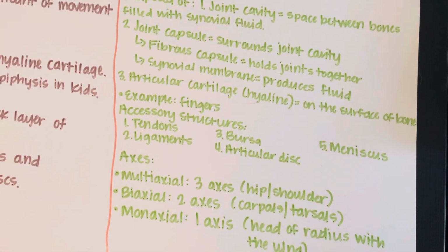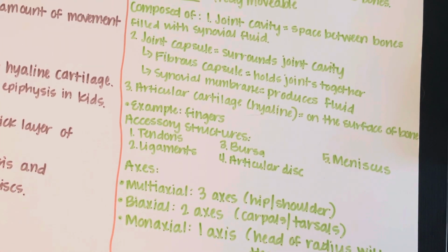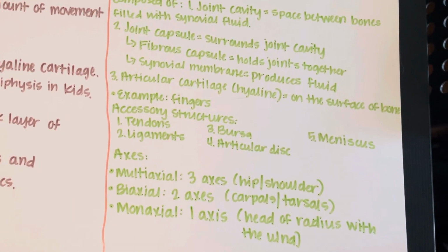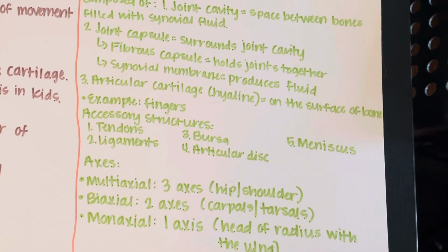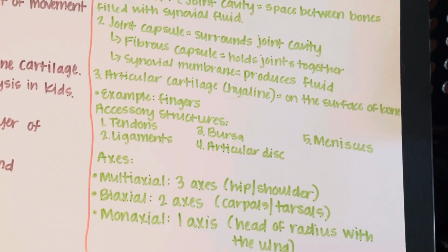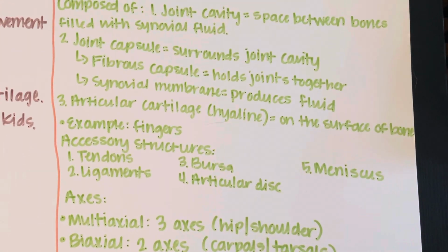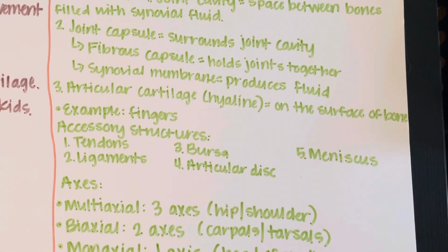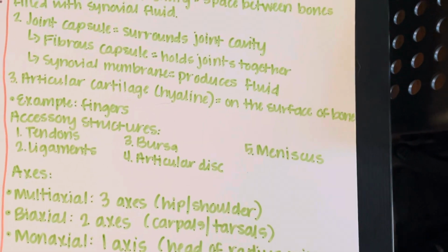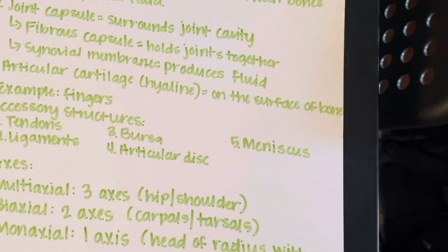There are some accessory structures to synovial joints. The first is tendons, which attach muscles to bones. Ligaments, which attach bones to bones. Bursa, which is the fluid-filled sacs that cushion bones and allow tendons to slide more easily over bones. Articular disc, which is fibrocartilage that creates sectioned areas of the synovial fluid for greater variety of movement. And the meniscus, which is fibrocartilage pad that covers parts of the tibia in the knee joint to absorb extra force.